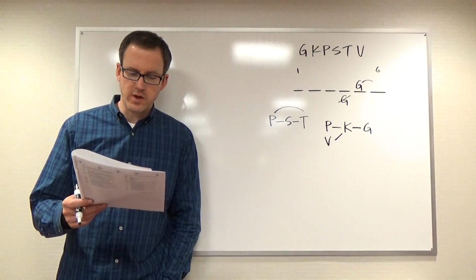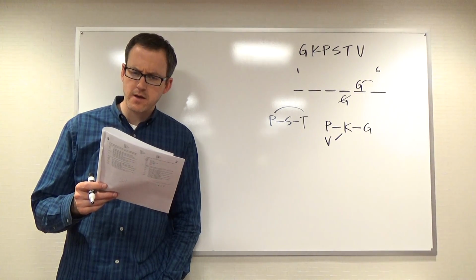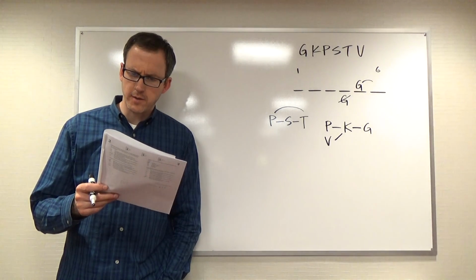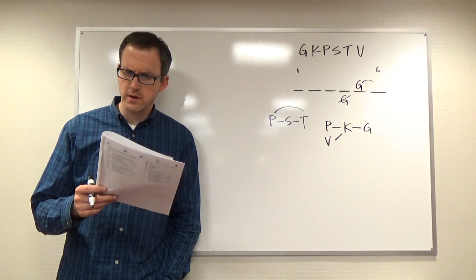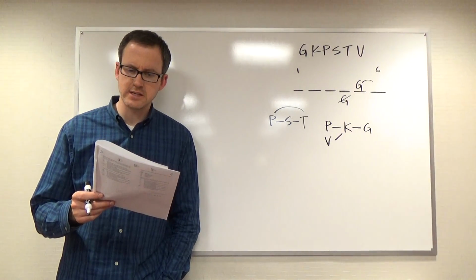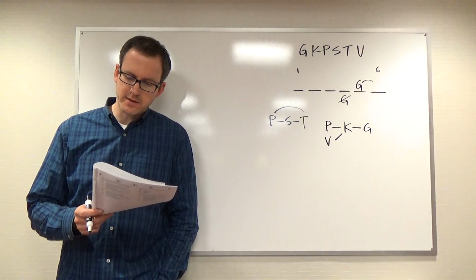What else do we have? We have PV before K. PV before K. That's fine in B. PV before K. That's fine in C. PV before K. Ooh, that's not good in D. So D is out because of the PVK rule. We're left with B and C.